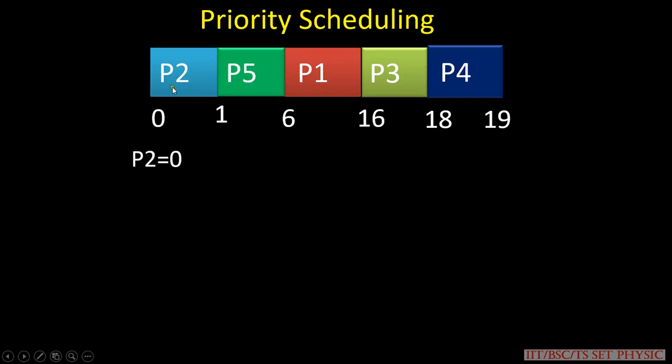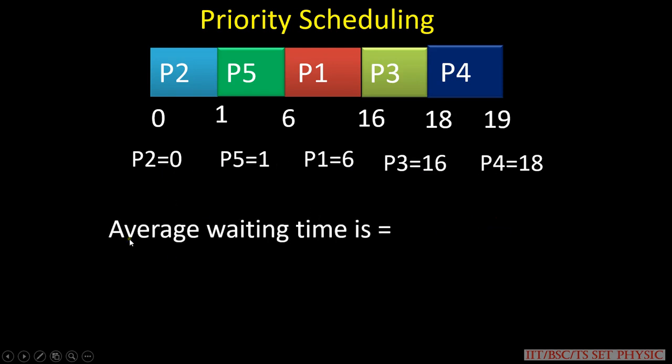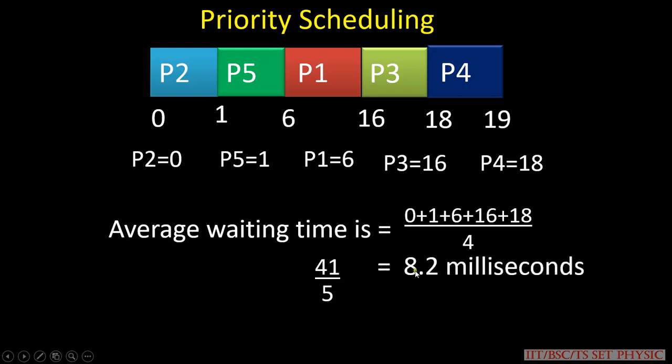First, the waiting time for P2 is 0, since P2 started at 0. The P5 waiting time is 1, P6 is 6, P1 is 6, P3 is 16, and P4 is 18. So the average waiting time is 0 plus 1 plus 6 plus 16 plus 18, divided by 5. The value is 8.2 milliseconds. This is the value.